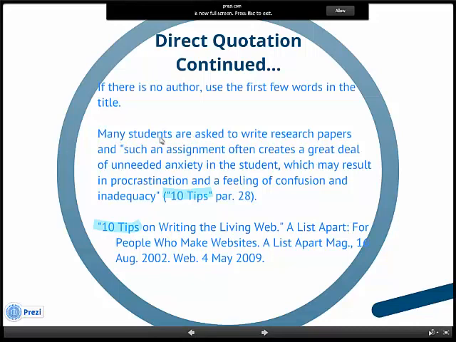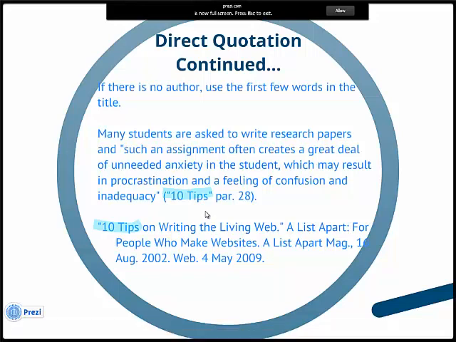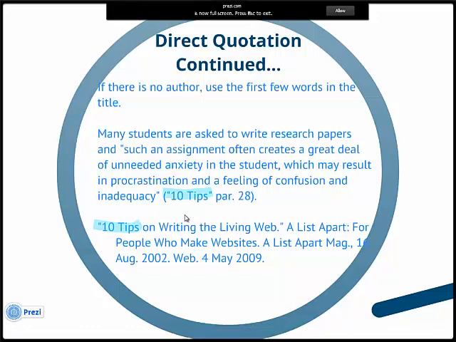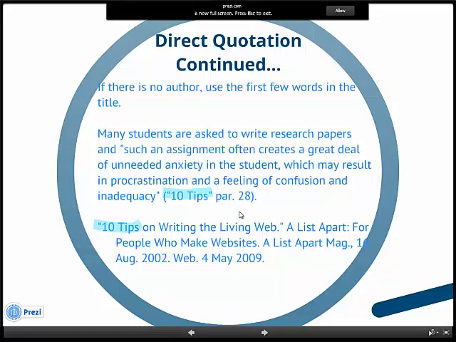So once again, I have an introduction, then I have my quotation marks because it is a direct quote, and inside my parentheses, I have 10 tips, which is the first two words of the article, and I use quotation marks around those words. And another way to cite information, if you did get the article from the website, instead of using the page number, you might be asked to use the paragraph number.